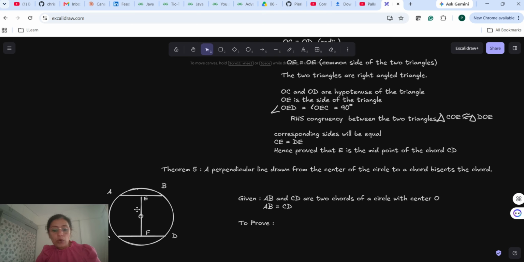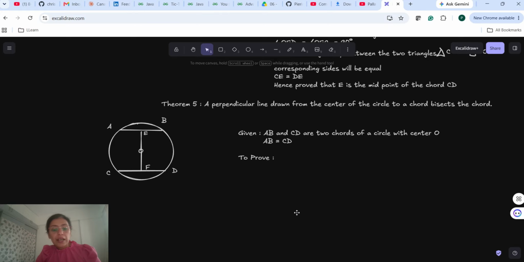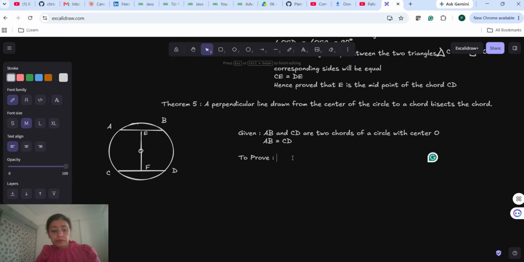Okay, so now AB and CD are two chords of the circle with center O. I have been given already that AB is equal to CD, which means the lengths of the two chords are equal. And now what I need to prove is OE is equal to OF. What does that mean? I need to prove that these two chords are at equal distance from the center. These two chords are equidistant from the center.